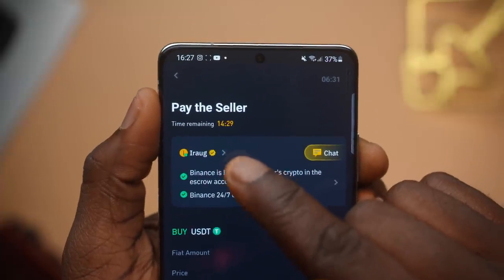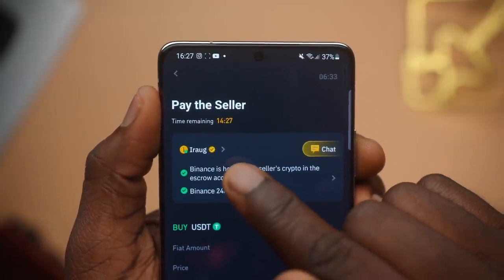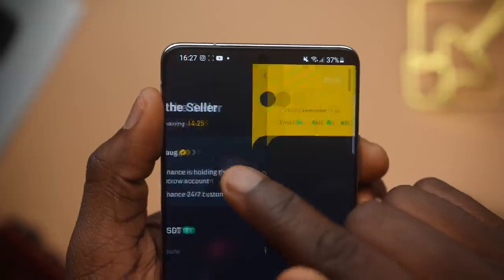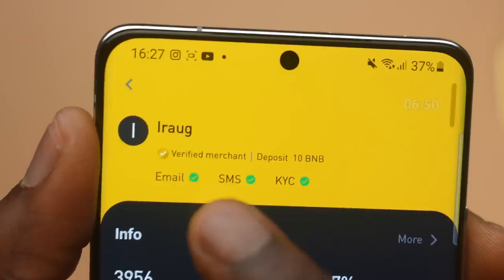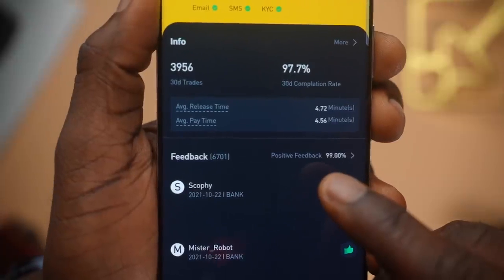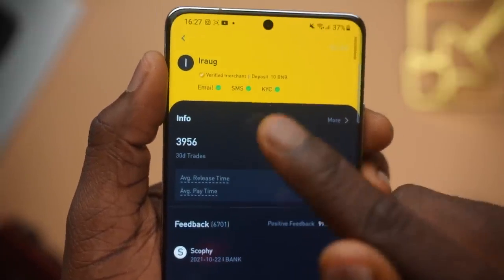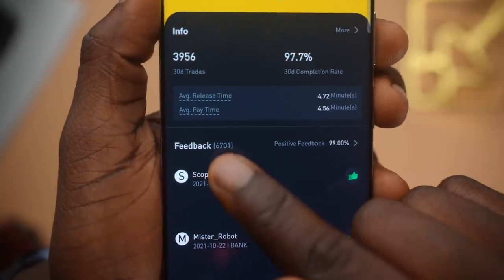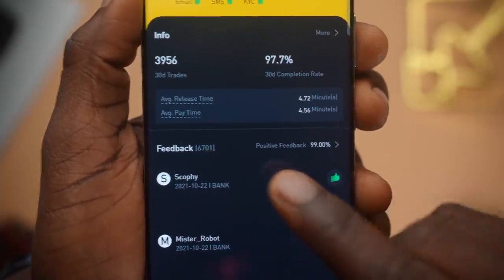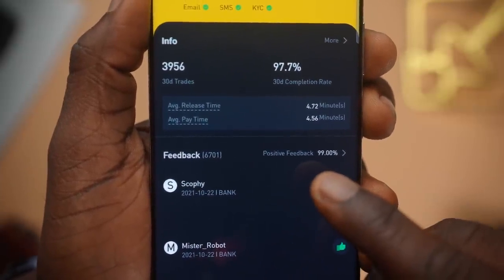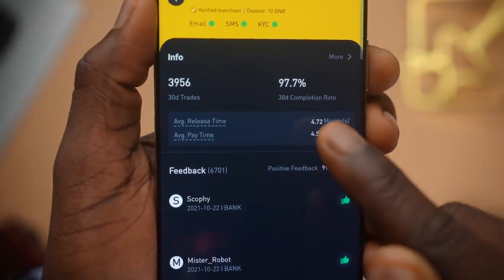A few things I still try to double check here are by checking the user's profile. So when I click on this person's name, I can see that they are verified. They've got over 3,956 trades, almost 4,000 trades in the past 30 days, at a 97.7% completion rate, which is fair. They also have 6,701 feedback, of which 99% is positive. You can also see the average time it takes for this person to pay, which is 4.5 minutes, and his release time is 4.7 minutes, all of which is fair and sort of okay to me.